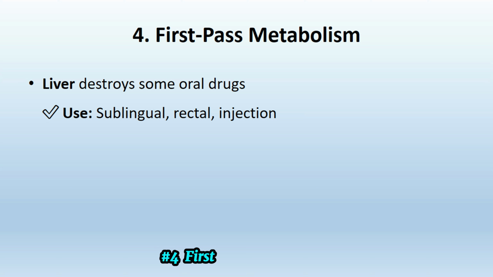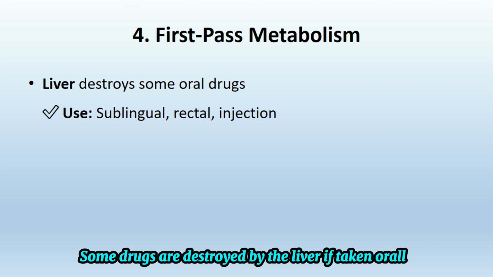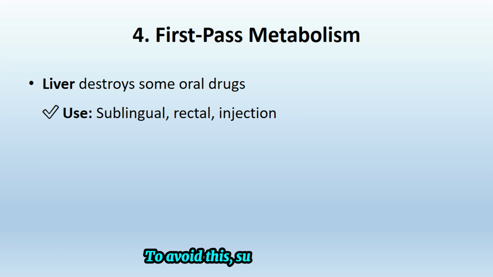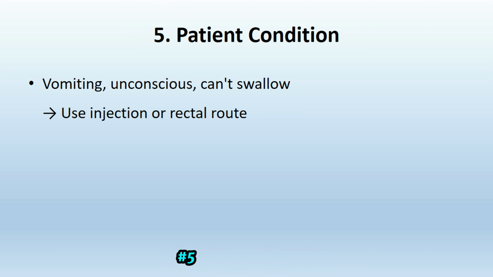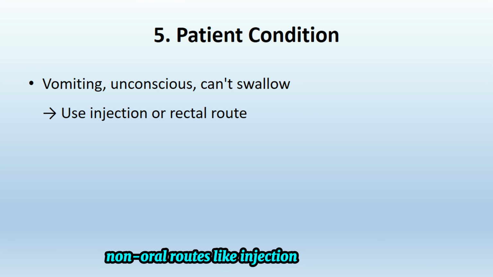4. First-pass metabolism. Some drugs are destroyed by the liver if taken orally. To avoid this, sublingual, rectal, or injectable routes are used. 5. Patient condition. If a patient is unconscious, vomiting, or unable to swallow, non-oral routes like injection are necessary.